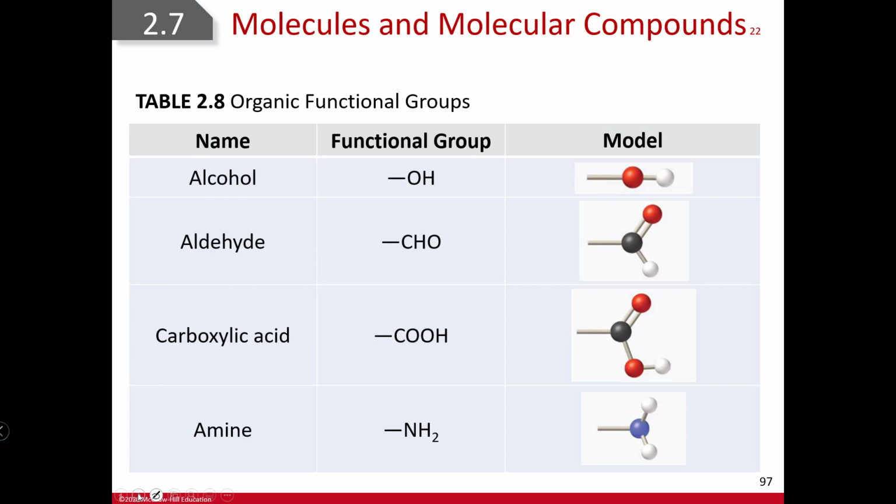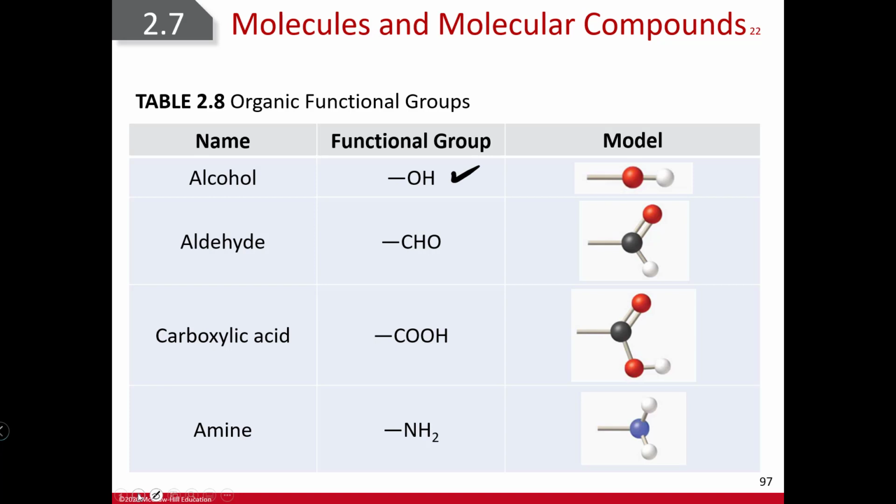So when we replace one of the hydrogens with another group, that's called a functional group, and that functional group gives these substances the properties of that organic compound. So OH, called an alcohol. The functional group is the hydroxy group.